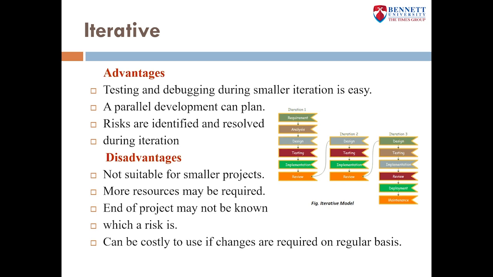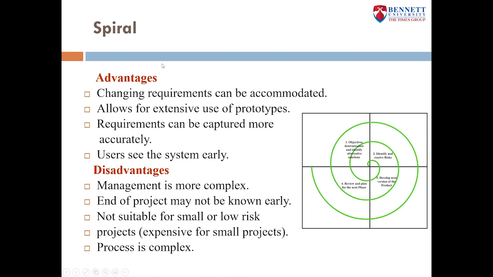Now, moving on to the next model, which is Spiral. The Spiral model is a risk driven software development process model which is based on the unique risk pattern of a given product. The spiral model guides a team to adopt elements of one or more process models such as incremental, waterfall, or evolutionary prototyping. Some of its advantages are changing requirements can be accommodated.